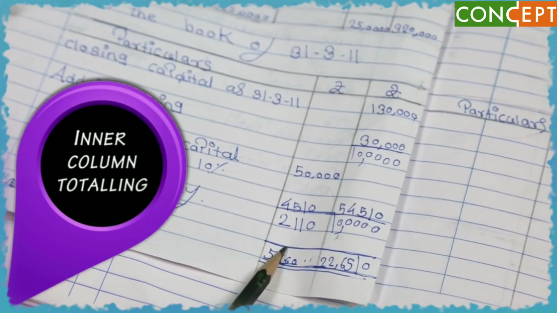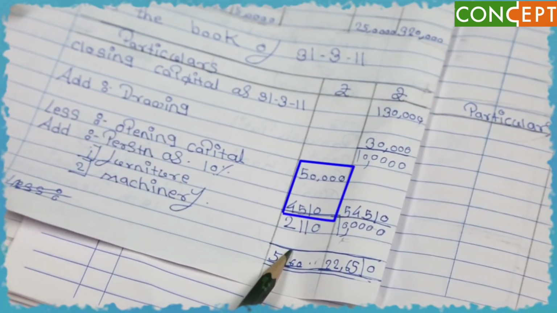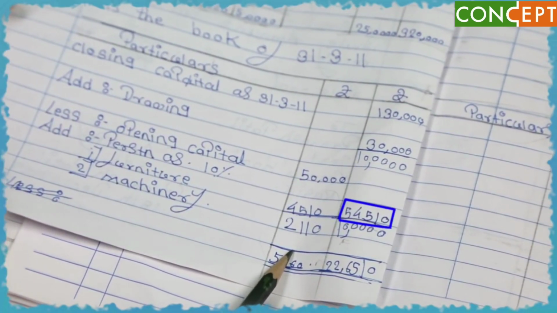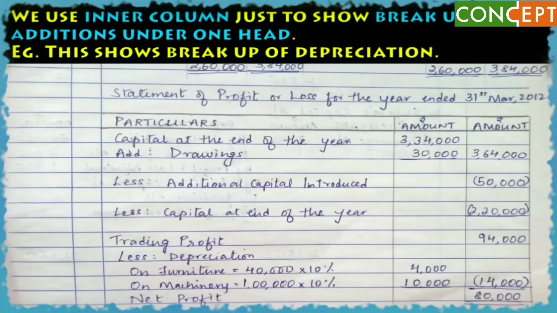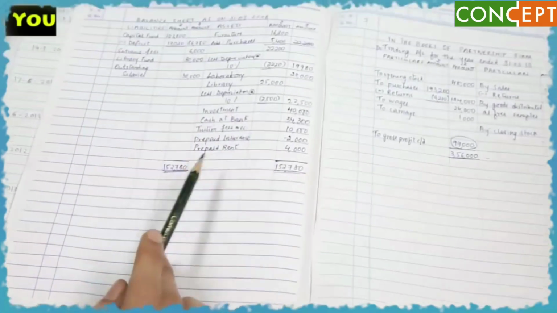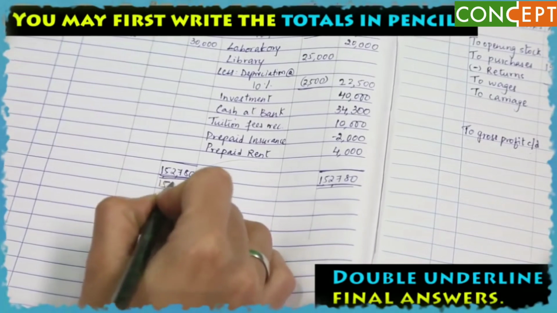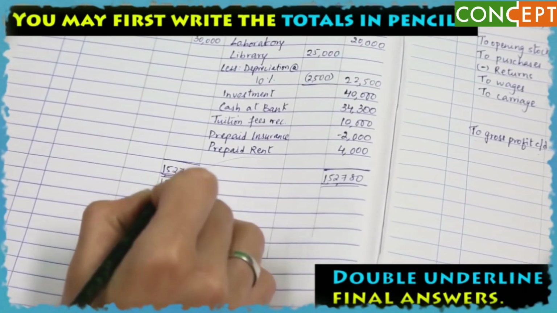Inner column totaling, if done, always goes to the outer column. If you write the totals like in this case, there is a possibility you will total those numbers twice. Lastly, when you calculate the total, write it in pencil first, and only when you're sure, make it in pen.